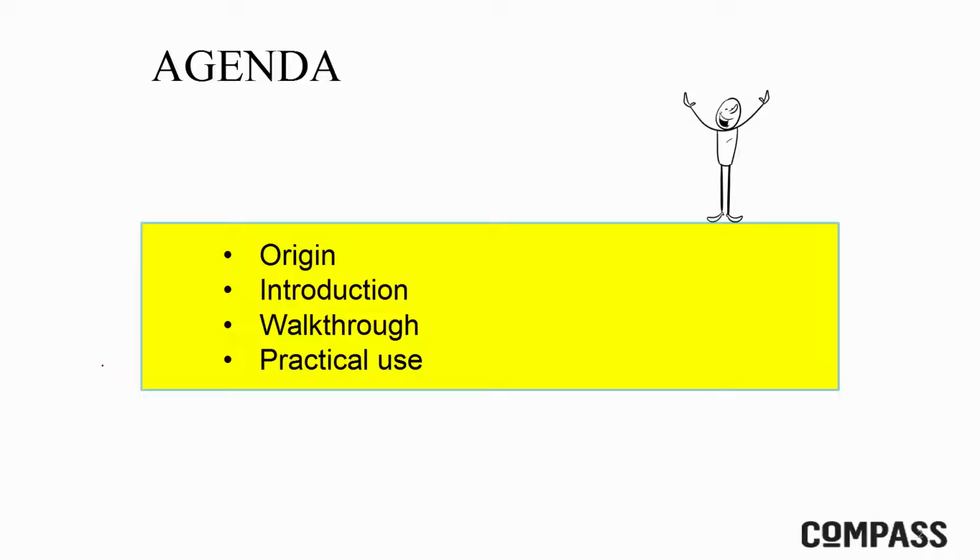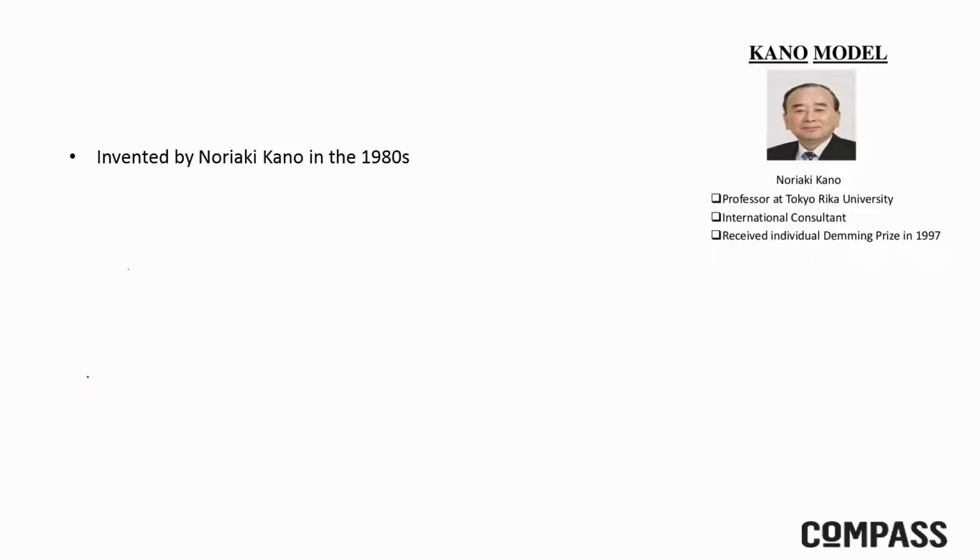Let's look at the origin of the Kano model. It was invented by Noriaki Kano in the 1980s. He's a professor, and he received the Deming Prize in 1997. The model shows the extent to which a product meets customer expectations, and you can also use it to design products.